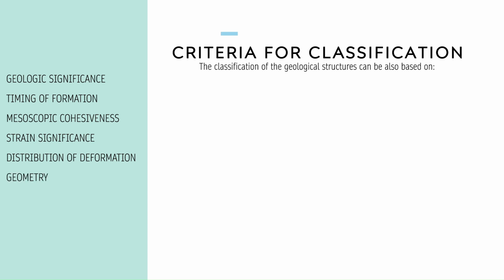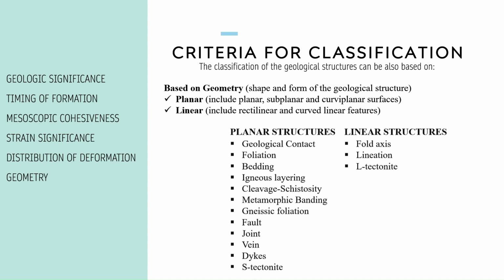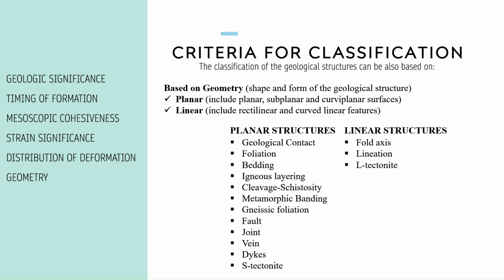Then we have geometry, which you already know well. The geometric classification is what we studied in our structural geology primarily, based on the geometry of the rock structure. We can broadly classify this into two, that is planar structure as well as linear structure. The planar structure includes geological contact, foliation, bedding plane, igneous layer, cleavage, schistosity, metamorphic banding, gneissic foliation, all those things. And for lineation, you can expect fold axis, lineation, L tectonites, all those things. So these are all the different criteria for classification and their subdivisions.